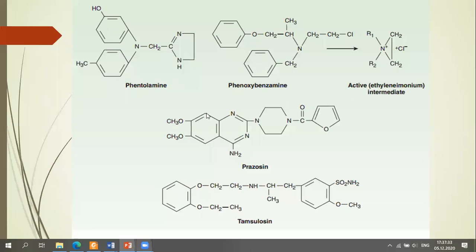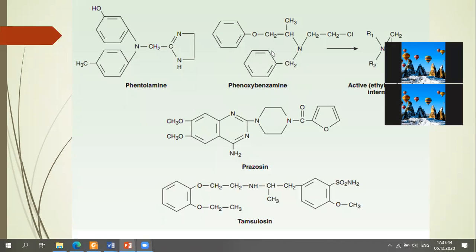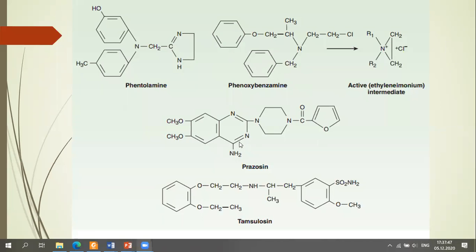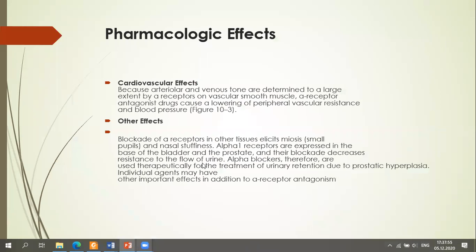The main important antagonist types are phentolamine and phenoxybenzamine. Phenoxybenzamine is the substance which was used in order to treat pheochromocytoma. Okay, so you need to have already learned about it. Prazosin and tamsulosin, we have learned about these drugs too. What type of effects do they have, and what type of diseases they are used for, we have already learned them too.